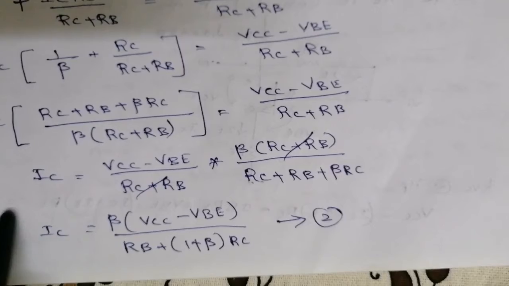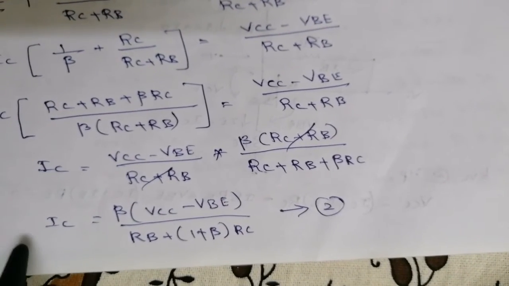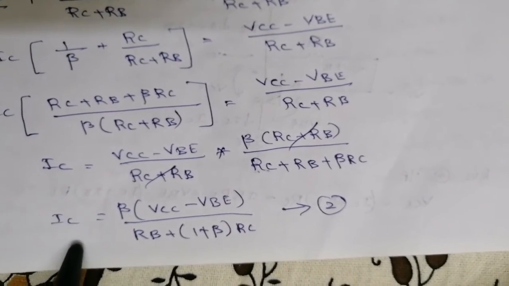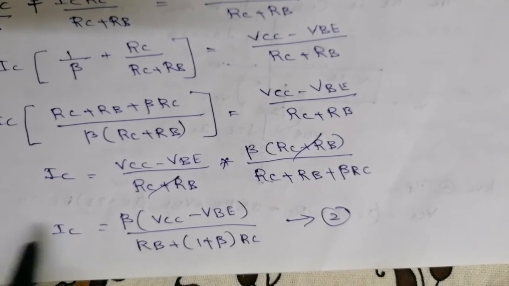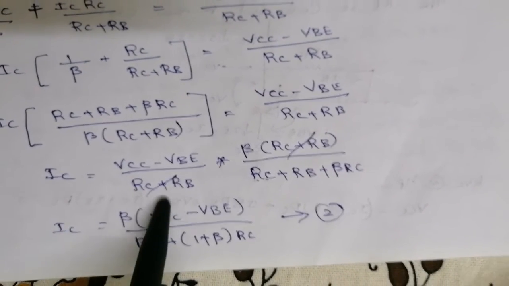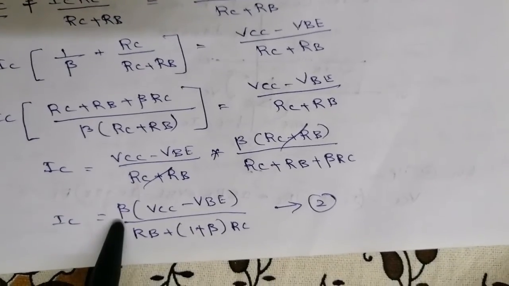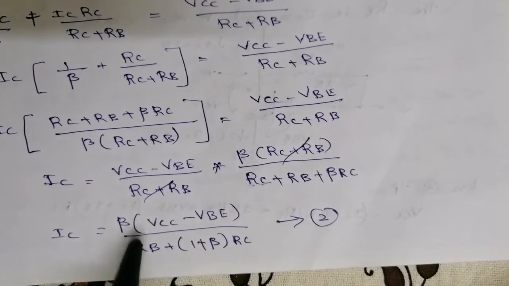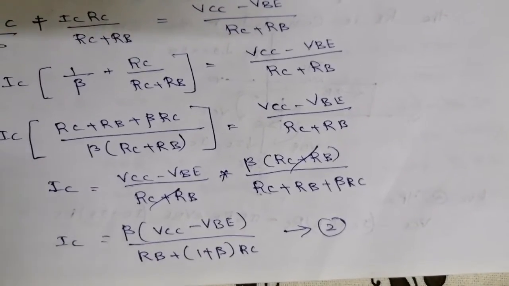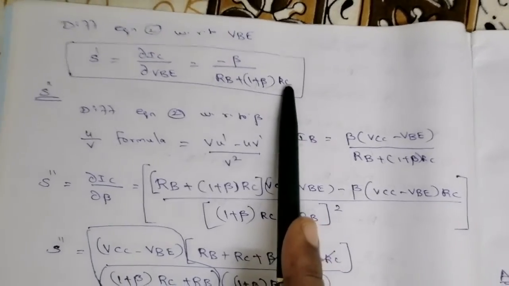Now differentiate this equation with respect to VBE, we get S dash. So S dash is nothing but dou IC by dou VBE. So we can differentiate this equation with respect to VBE. So we can get S dash is equal to, this term becomes 0, this term becomes 1. So multiply with beta. So we can get S dash is equal to minus beta divided by RB plus 1 plus beta RC.